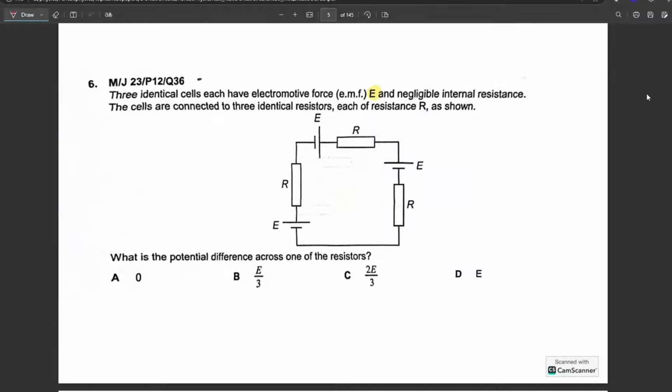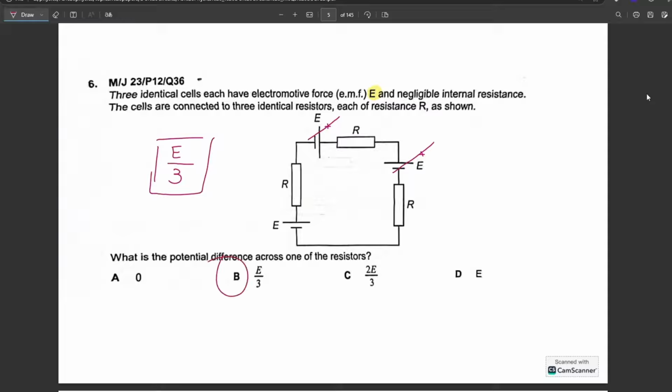Can you see this positive terminal of this battery is connected to the positive terminal of this battery? Whenever like terminals of batteries are connected together, their voltages get cancelled out, or you can say their EMFs get cancelled out. What is the remaining EMF? E. How many resistors do we have? 3. The voltage across one resistor will be E over 3.